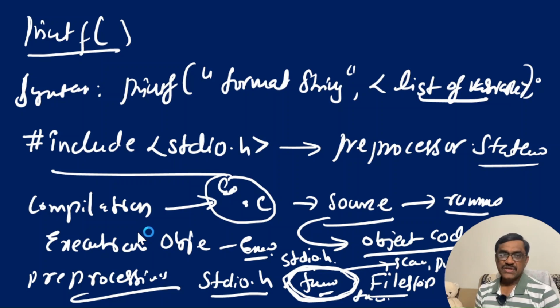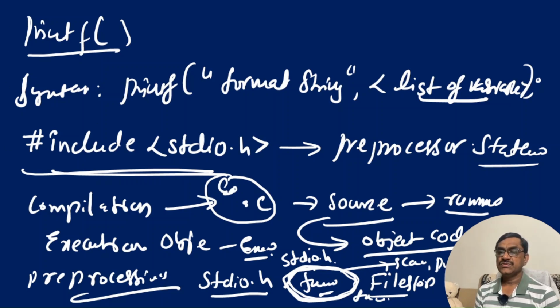At compilation time, whenever we write printf and scanf statements, the compiler looks for the syntax of scanf as well as printf. These are the functions which are already available in stdio.h. The compiler is going to find scanf and printf in stdio.h, which is already included by the preprocessor statement. So that's the meaning of writing hash include stdio.h.